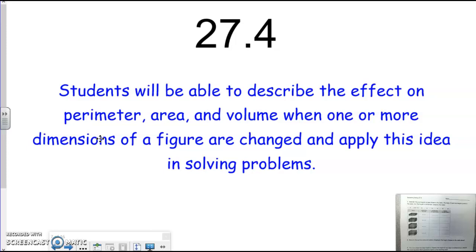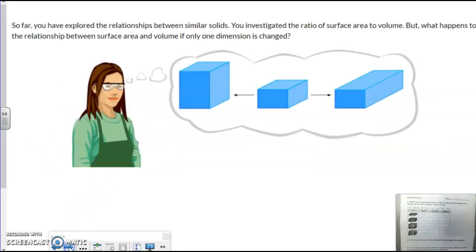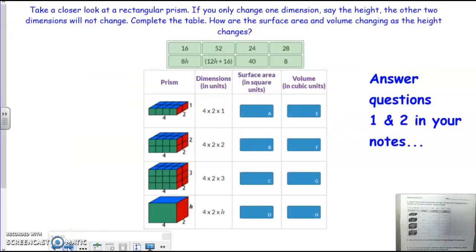So far we've looked at similar figures. So what if they're not similar? How does that affect the perimeter, the area, and the volume? And so here's a picture of a cube. When we were looking at similar solids, we would compare this with another cube. But what if you just changed one dimension? So for example, if we change the height, or what if we just changed the width? These are things that we're going to explore today in our lesson.